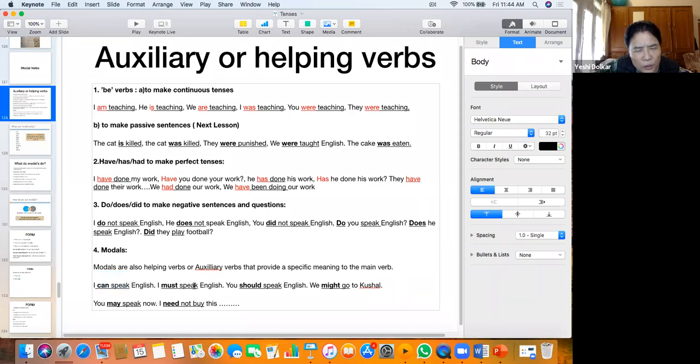Someone will speak. That is important. So these are called modal verbs.